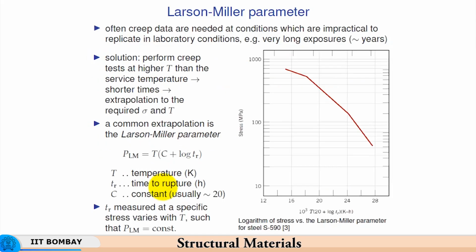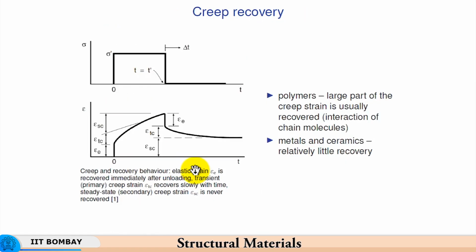So, we have seen what is the Larsen-Miller parameter, and so we have seen that TR, measured at a specific stress, varies with temperature, so that PLM, that is Larsen-Miller parameter, is equal to constant. So, this is what we have seen.